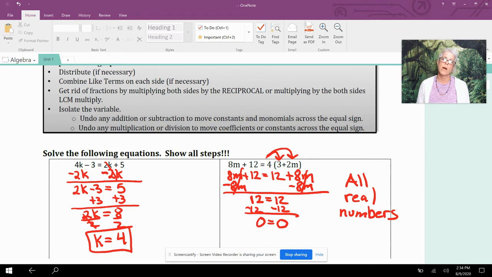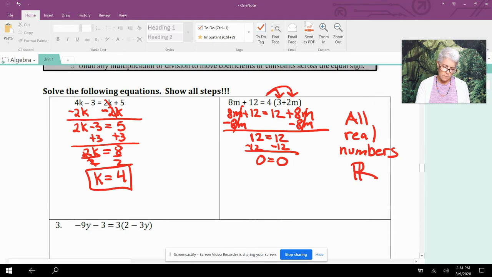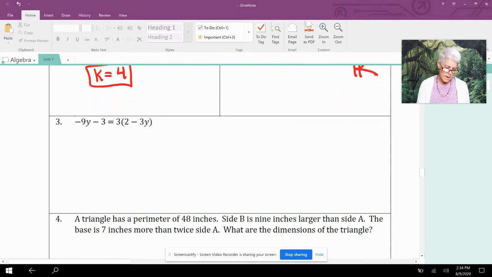Now, you don't have to write all real numbers every time. You can write the symbol for all real numbers, which looks like an 11, and then you put a capital R over it, and that is the symbol for all real numbers. So sometimes that's going to happen. Let's move on here. Next one.